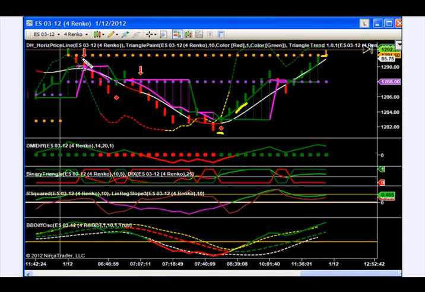I think it was an interesting day because it really formed a V right in here and ended up back at the same level it started out as. Well, it turned out to be an expensive lunch since I missed this trade.